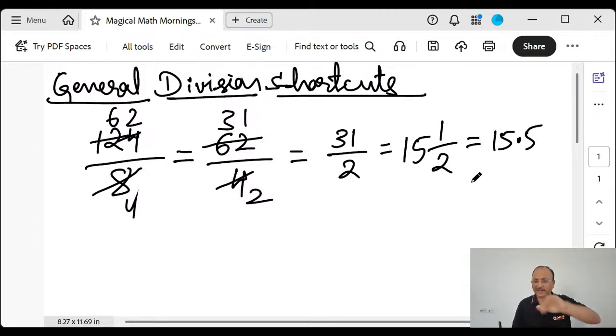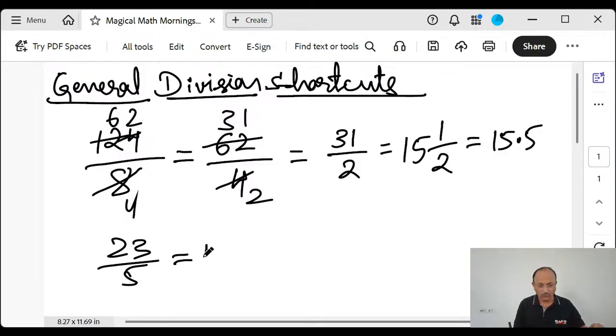Now comes the next level. Suppose we want to divide 23 by 5. How do you do this? 5 4s are 20. So what is left out? 3 is left, so 4 whole, 3 by 5. Or we can also write it as 5 4s are 20. So 3 is left, and we can keep a decimal point, and then what do we get? 1 zero, we get 30. 5 6s are 30. Correct? It is 4.6. So this method, I hope most of you know.